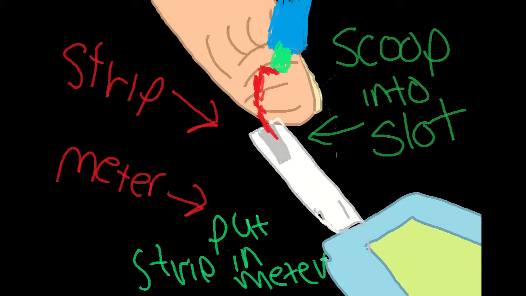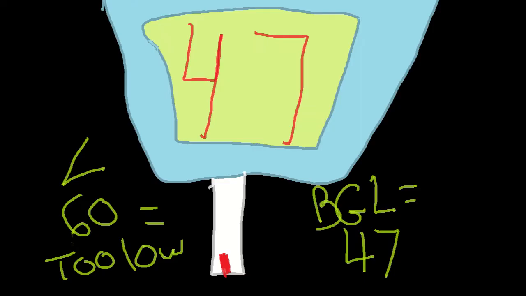Okay, so once you do all of that and you scoop the blood into the test strip, a number should appear immediately on the meter. And it's a good idea to practice whatever meters your agency uses because they might all be a little different.